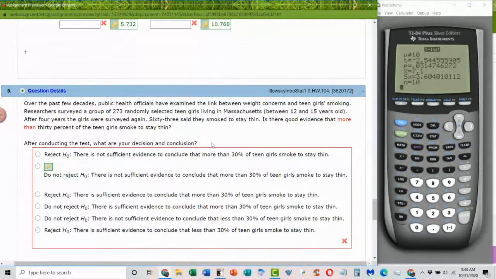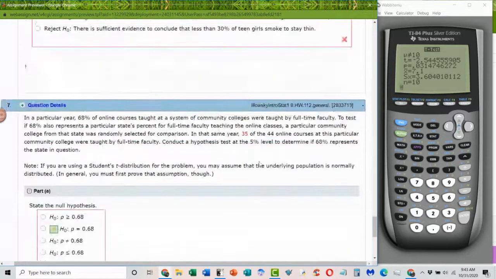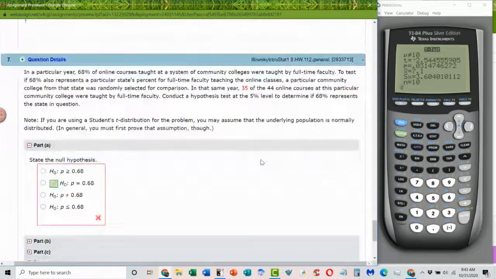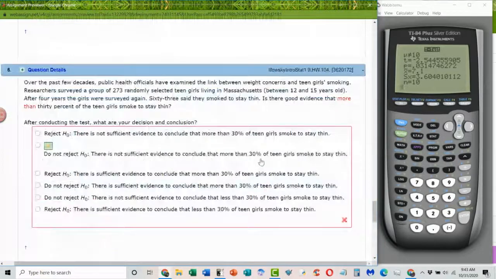So this one here, they want you to do the whole thing. It's a proportion. So I'll show you how to do this one, and then I'll leave you to the last, actually one problem. So that's not a lot. This day is going by fast, huh? We have one problem left to do.